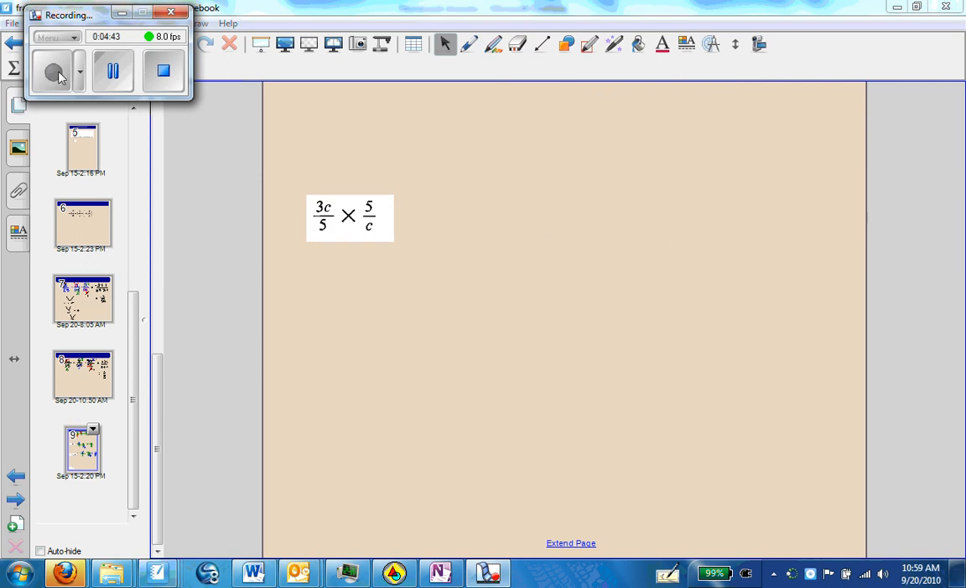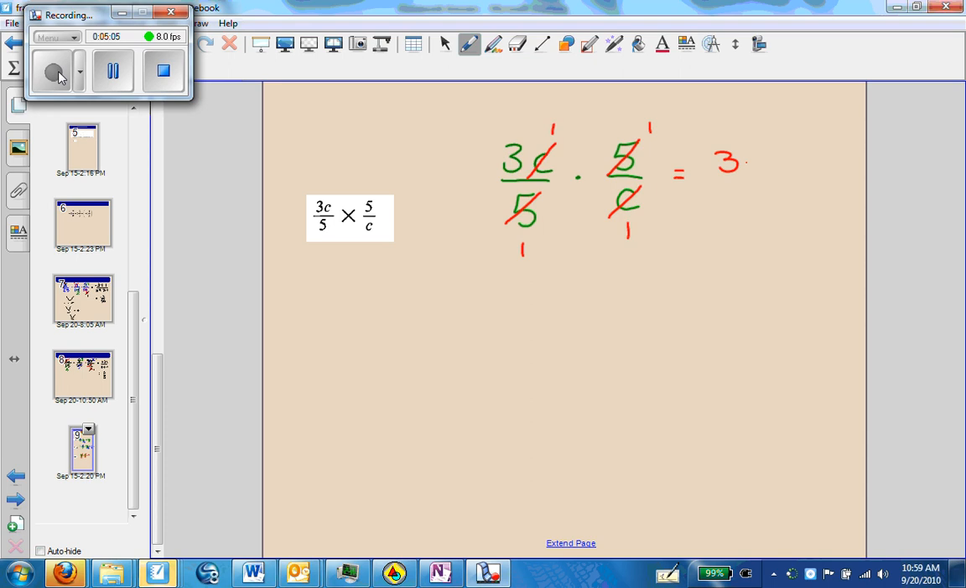In this next example, with 3c over 5 times 5 over c, we know we can cross-cancel the 5 and 5 because 5 will go into itself once. Well, c and c, they're the same number. We just don't know what number they are. So we can cross-cancel them as well. So we end up in our numerator with 3 times 1 times 1, and then our denominator with 1 times 1. So our solution is 3.